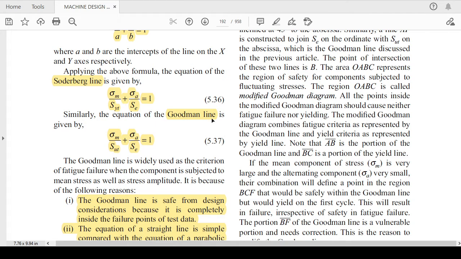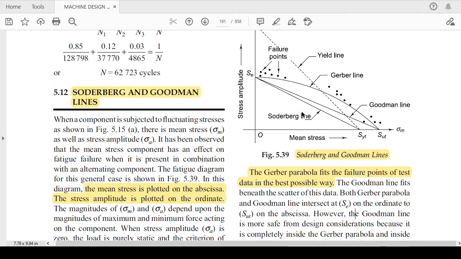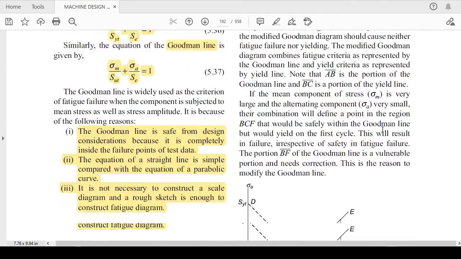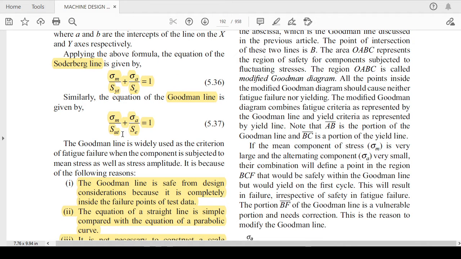Similarly for the Goodman line, the point on the y-axis is the same, so the intercept is the same, while the term is sigma m/SUT, which is the change in the Goodman line. If you see the graph, on the x-axis it is SUT instead of SYT. In these two lines only this is the change, so keep these two things in mind so that you do not forget.